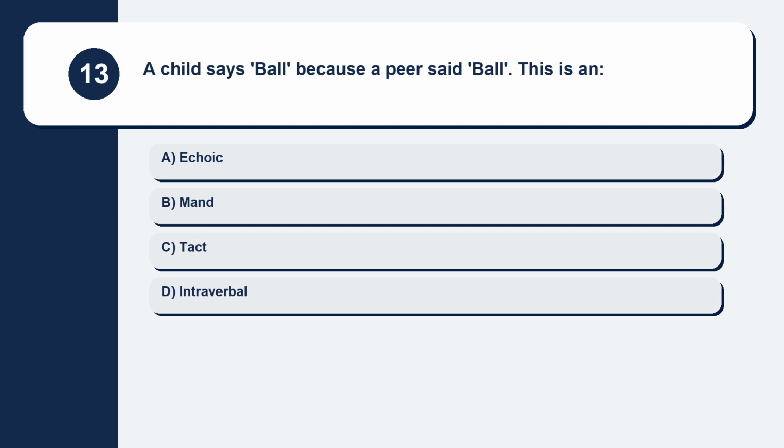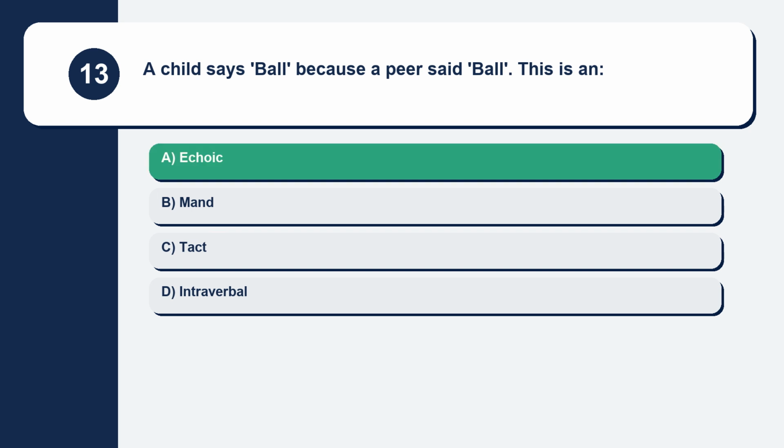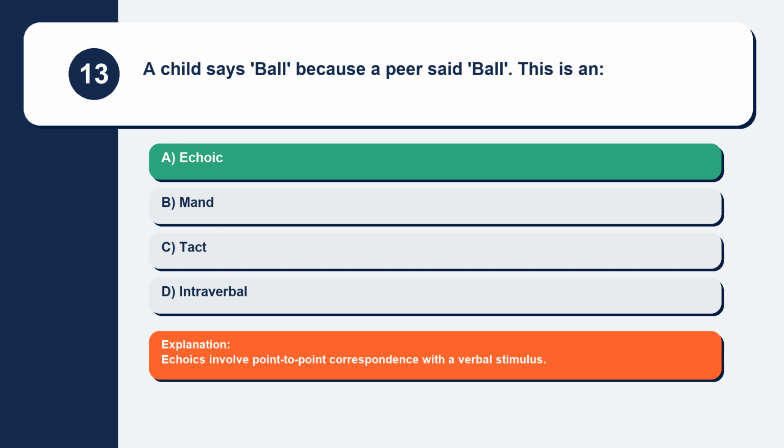Question 13. A child says ball because a peer said ball. This is an echoic, MAND, tact, intraverbal. Echoics involve point-to-point correspondence with a verbal stimulus.